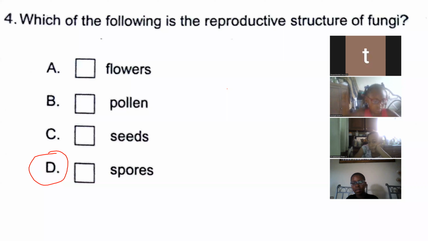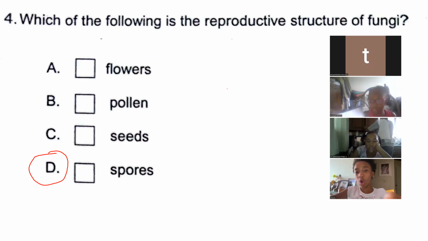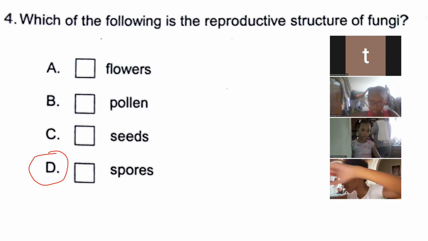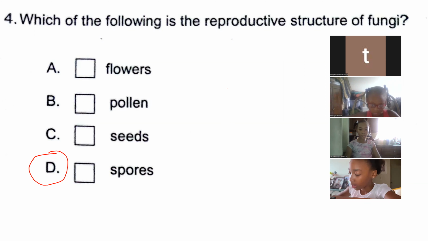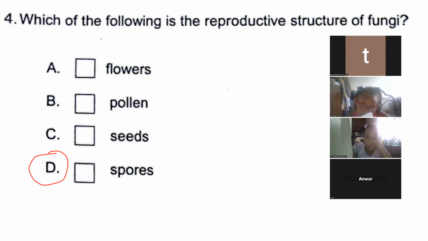So the reproductive structure of fungi is going to be spores. All right. Tedrinik, what is the reproductive structure of fungi? Spores. Very good. Anwar, what is the reproductive structure of fungi? Where's Anwar? Are you there, Anwar? Spores, not spurs. Say spores. Spores. Very good.